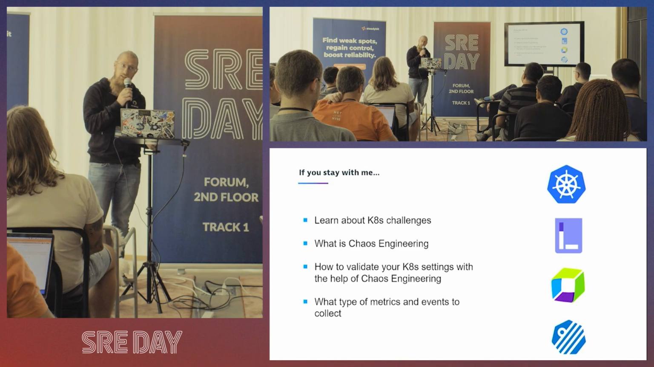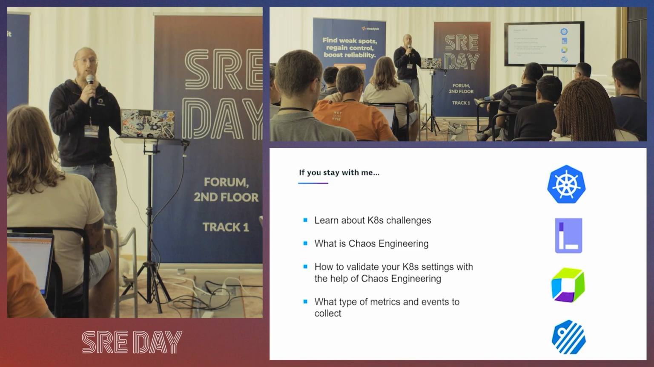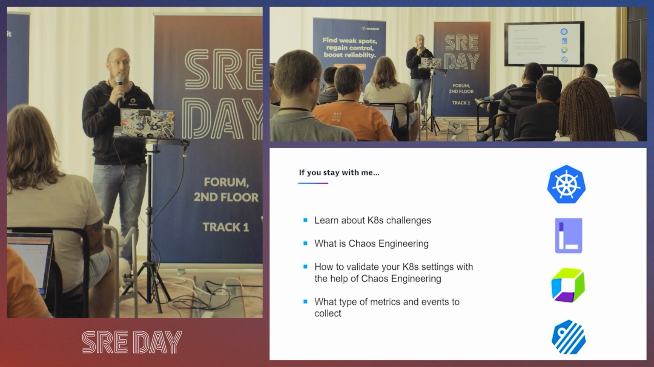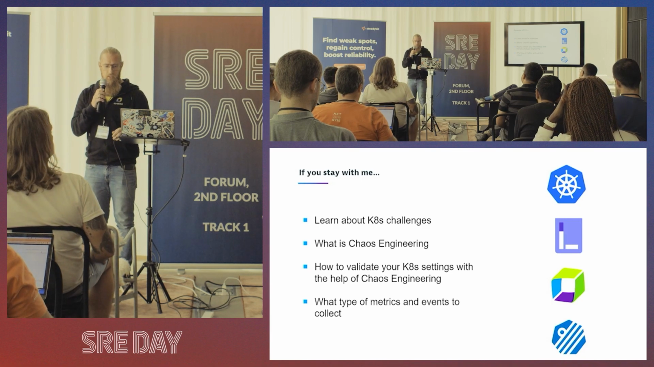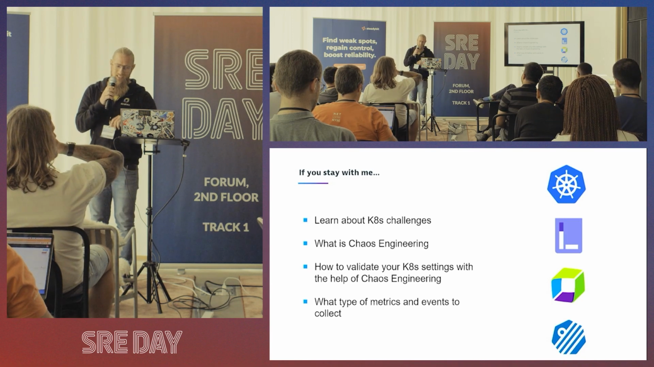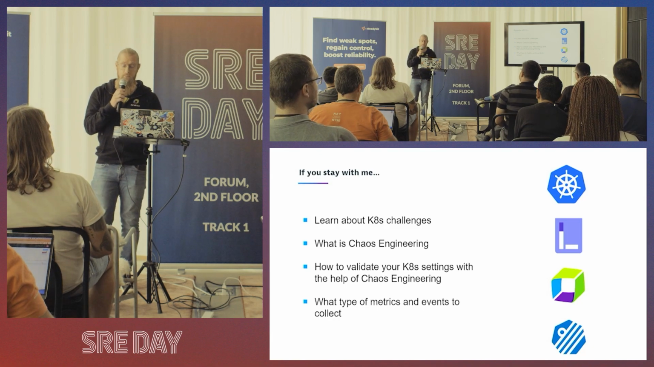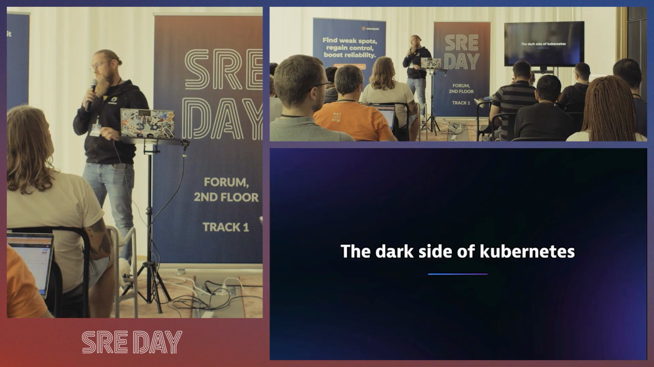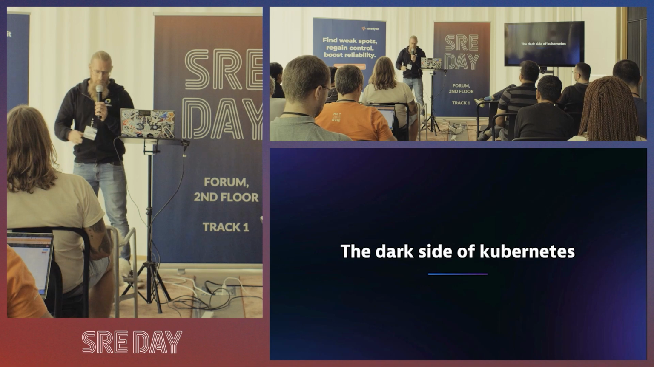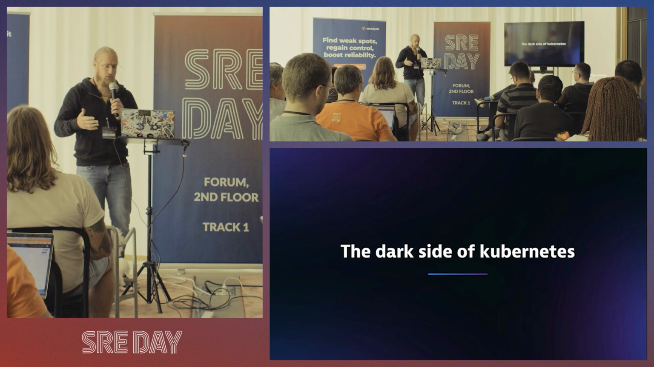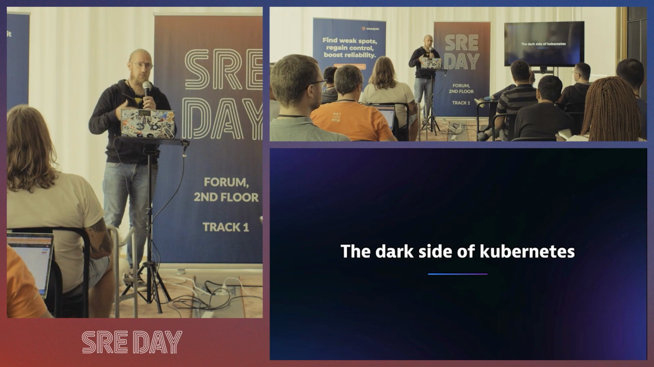And of course, if you do testing or experiments, you obviously need observability, you need metrics, you need events. So we're going to cover all those things. And last, which is not the last bullet point, is how we can automate that. All right, so let's see the dark side of Kubernetes. The dark side of Kubernetes, why? Because Kubernetes seems complex, it's not.